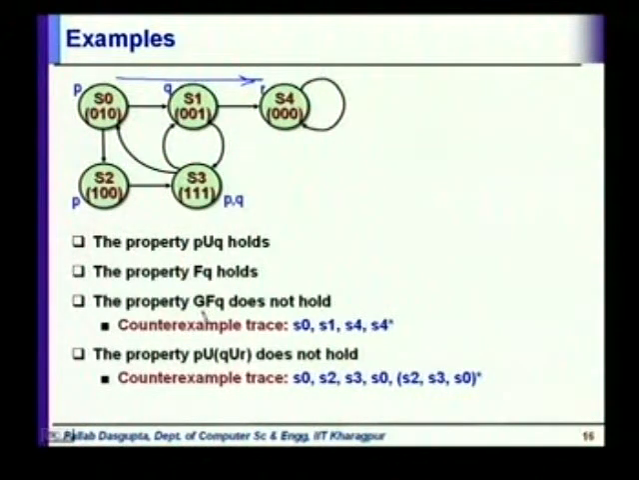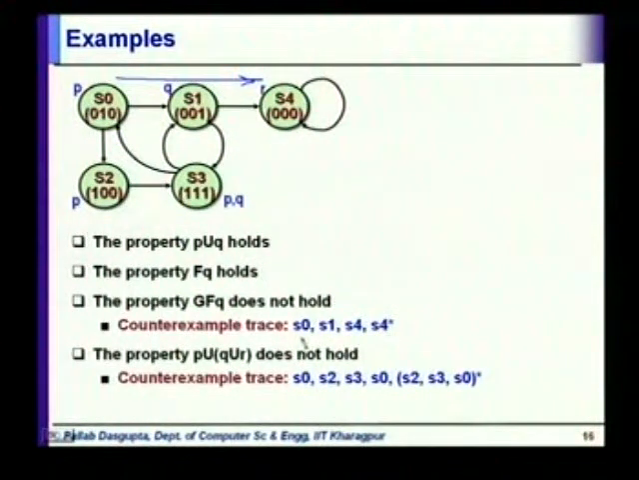What does GFQ say? That always in future Q will hold. So from every state there is a future state in which Q will hold. Now along this path, in this state in future Q holds, in this state also in future Q holds. Remember, future includes the current state. But when you are in this state, then there is no future state where Q holds, right? So in this state there is no future state where Q holds. So GFQ does not hold, and the counter example trace is this.